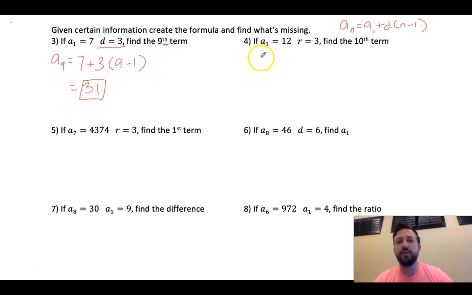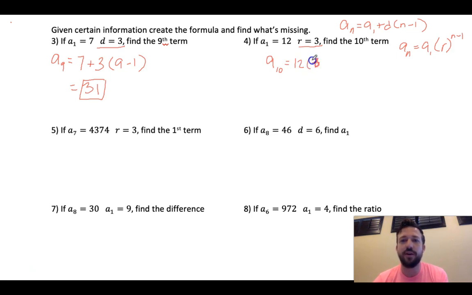Okay, next one. If A1 is 12, R is 3, find the 10th term. Remember, same thing, but this is going to be geometric because they gave us a ratio. So it's going to be A1 times R raised to the n minus 1. So we're going to find the 10th term. So it's going to be A sub 10 equals the first term, 12, times the ratio, which is 3.